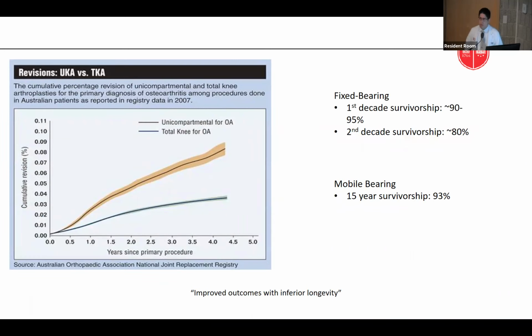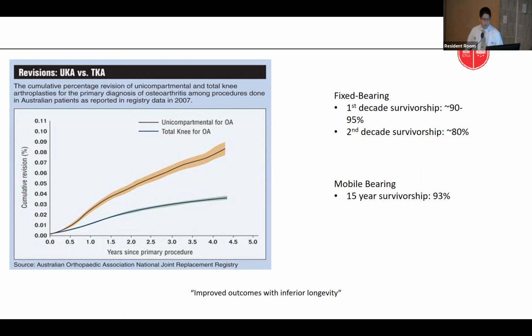Another important thing to look at is the survivorship for partial knees. One of the issues with partial knee replacements is that unfortunately they don't survive nearly as long as total knees. You can see on this graph, the orange line is the revision rate for partial knees versus the green line, which is the revision rate for total knees. Even within just 4 years, the revision rate is significantly higher for partial knees. And the long-term survivorship data is fairly limited.